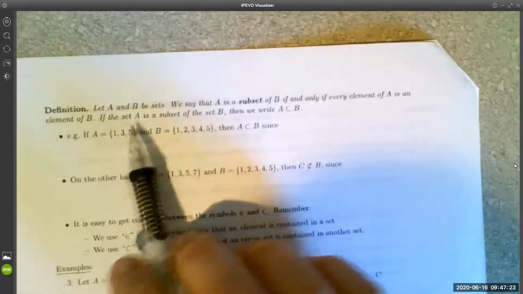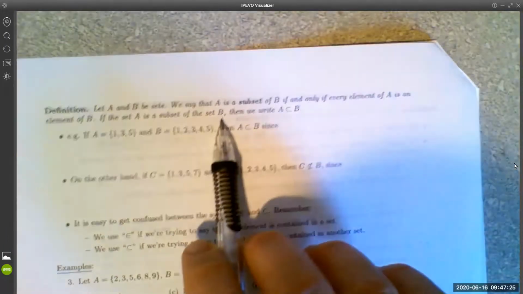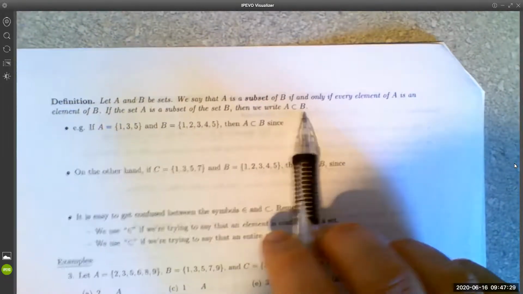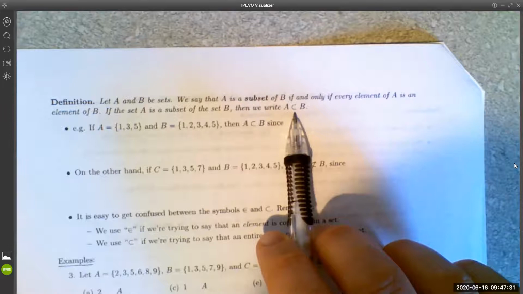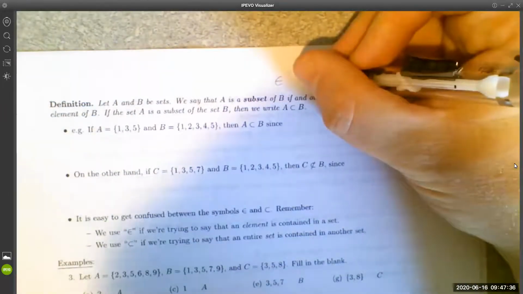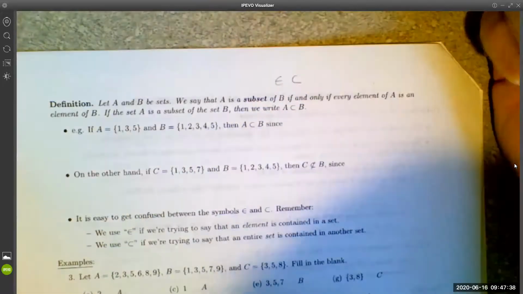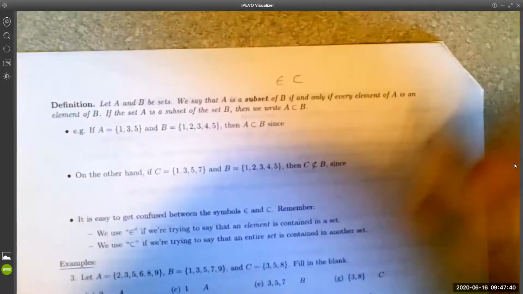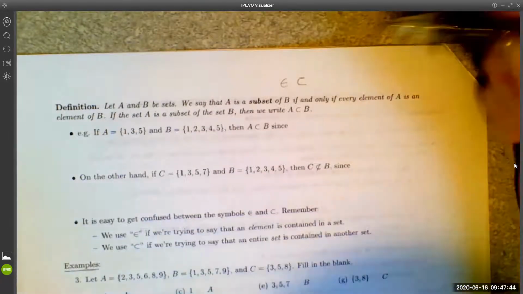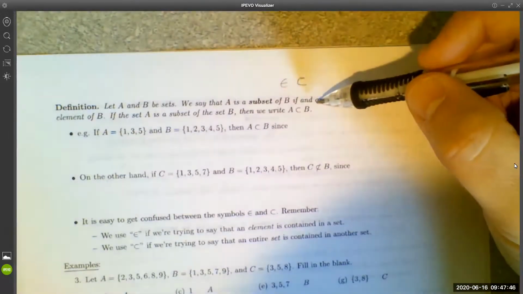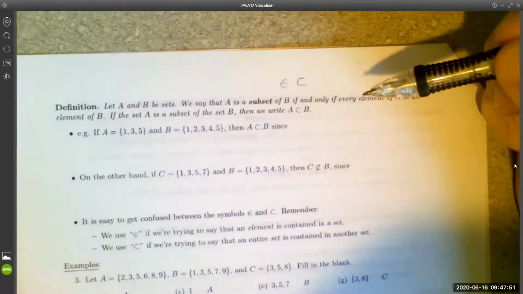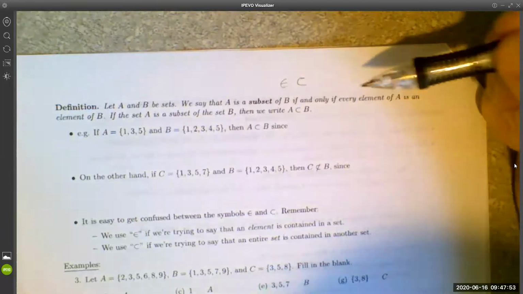If the set A is a subset of the set B, then we use this symbol. We say A is a subset of B. So this little symbol is the subset symbol. This is the element symbol. When you have a little line there, it's the element symbol; when you don't have a line there, then it's just a subset. That's the subset symbol. So here we're saying A is a subset of B. Another way to phrase this same thing is to say A fits inside of B.